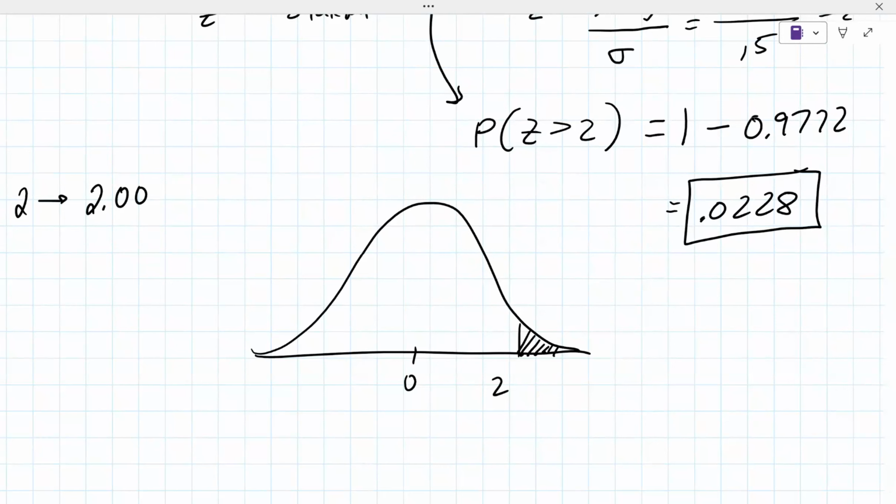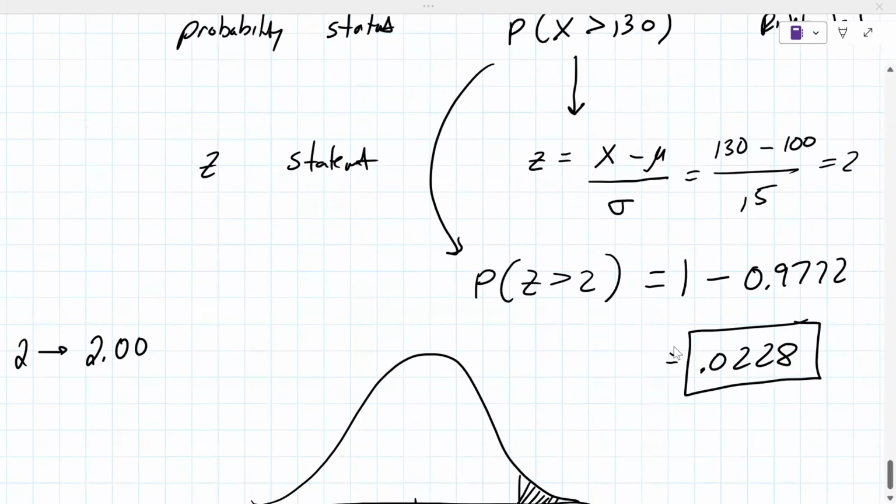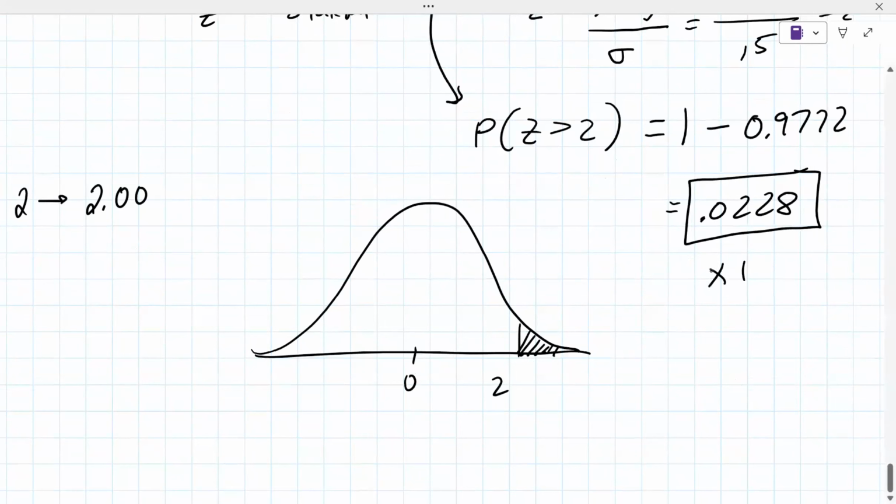Okay. So then the statement is, a score of 130 is... Well, the question that it asked here is what percentage? Is this a percentage? No, it's not. Yep. 2.28% is the percentage.